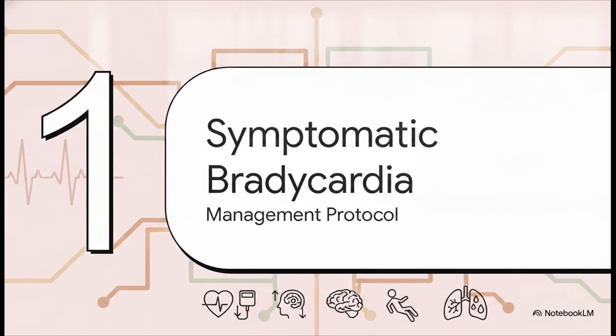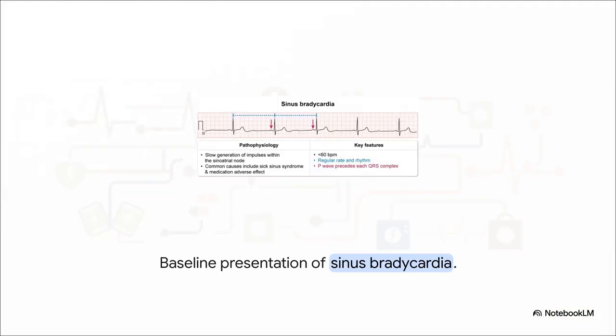Section 1. Symptomatic bradycardia management. Symptomatic bradycardia presents with decreased perfusion, showing up as hypotension, syncope, altered mental status, or acute heart failure. Looking at the baseline presentation of sinus bradycardia here, you'll notice the regular rate sitting right under 60 beats per minute, and a normal P wave is preceding every single QRS complex. At this point, your immediate clinical task is to evaluate for reversible causes. Think medication toxicity, ischemia, hyperkalemia, hypoxia, or hypothyroidism.